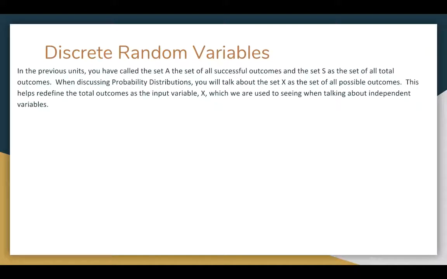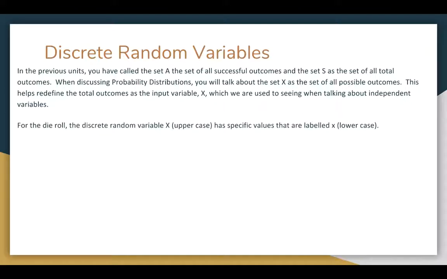In previous units, we called set A or set S the set of all total outcomes. We use these letters A and S. But when we discuss probability distributions, we're going to talk about X as the set of all possible outcomes. It just redefines us so that we can be consistent with mathematics, where we're talking about an input variable, an independent variable. And we actually use uppercase and lowercase in discrete random variables. So when we talk about the general idea, we use the uppercase X.